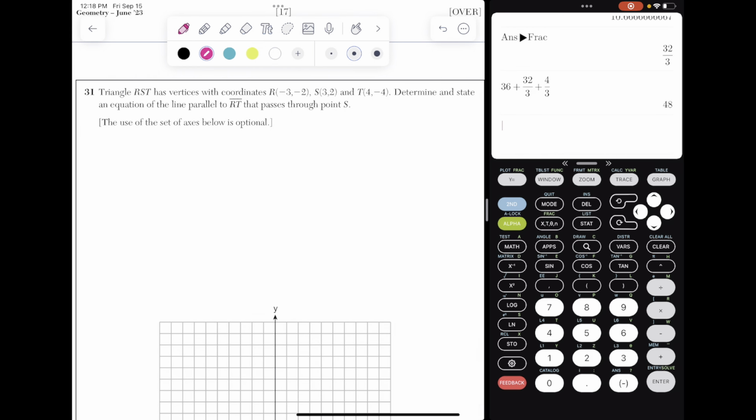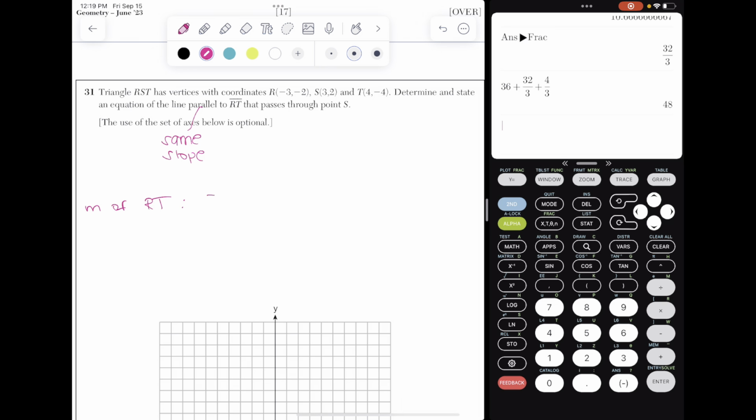31, triangle RST has vertices with coordinates R (-3, -2), S (3, 2), and T (4, -4). Determine and state an equation of the line parallel to RT that passes through point S. Well, parallel lines have the same slope. So this tells me I want to start off by finding the slope of RT.